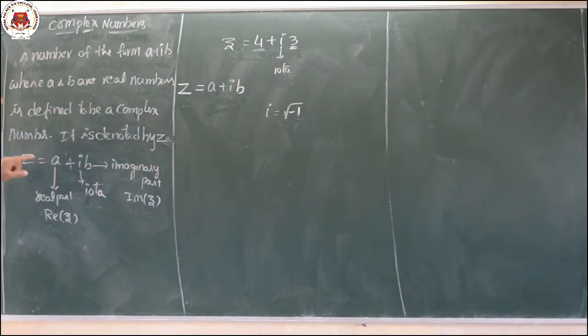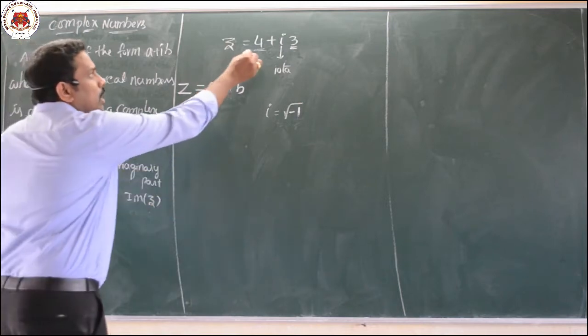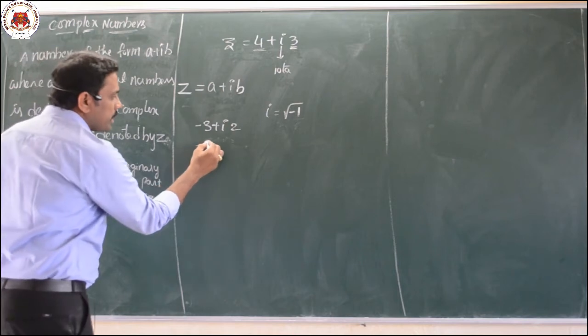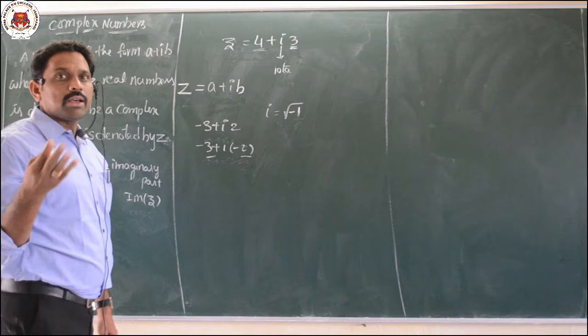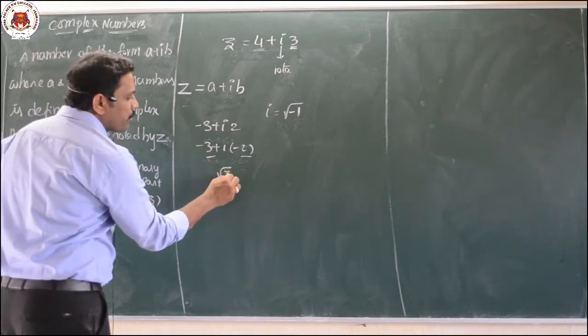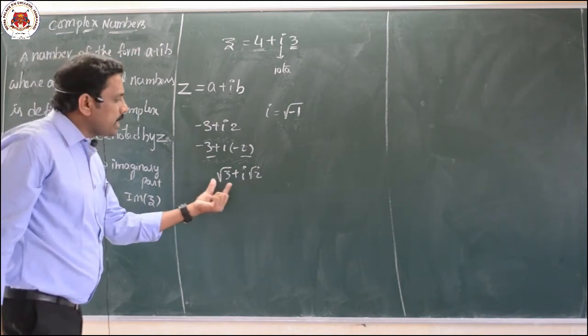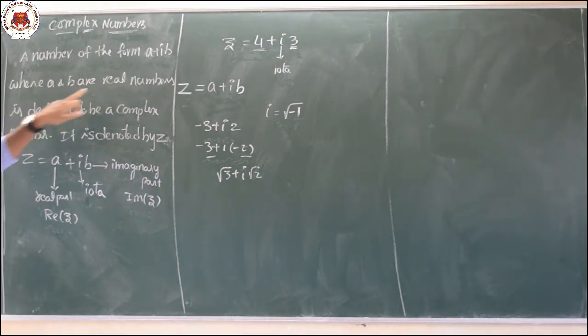We will discuss i later on. First, come to the point in this definition. The number is in the form a plus ib, where a and b are real numbers. Real numbers means all types of numbers, not only the natural numbers. You can write it like this or take it like this; all these are real numbers. So this is also a complex number. A complex number is a combination of two real numbers, that's all. So a and b are real numbers and it is denoted by the letter Z.